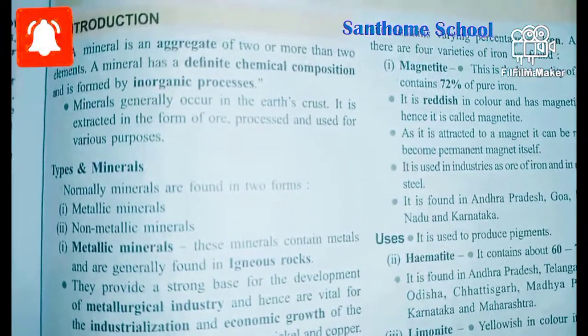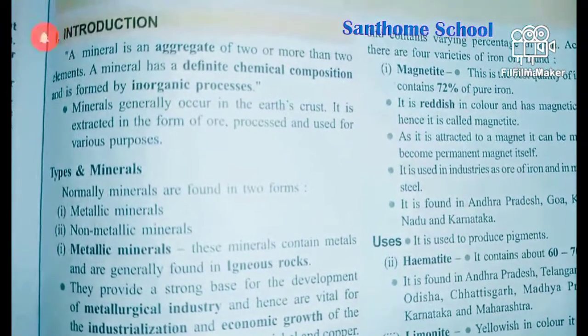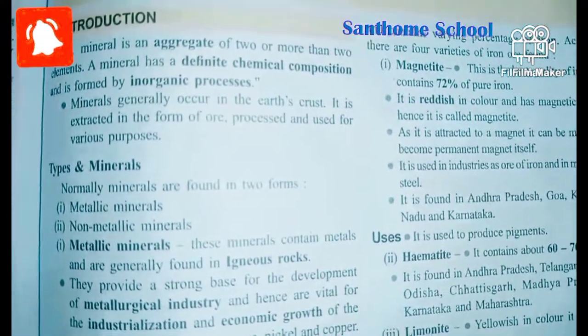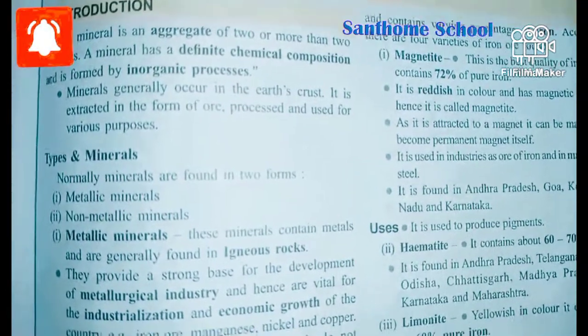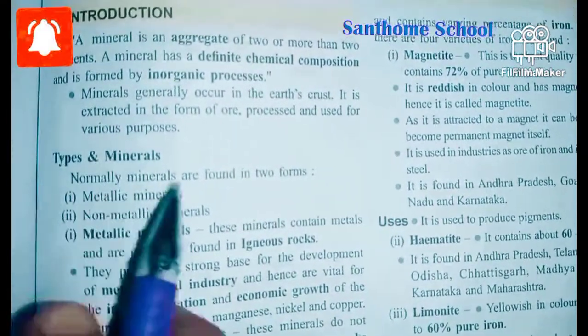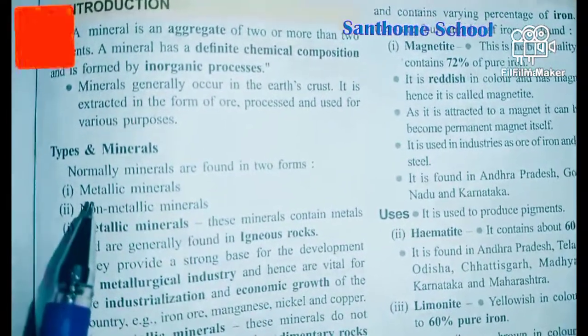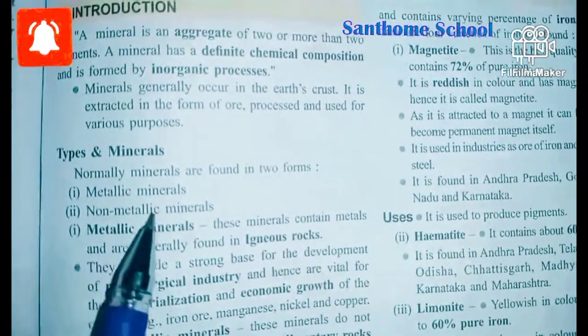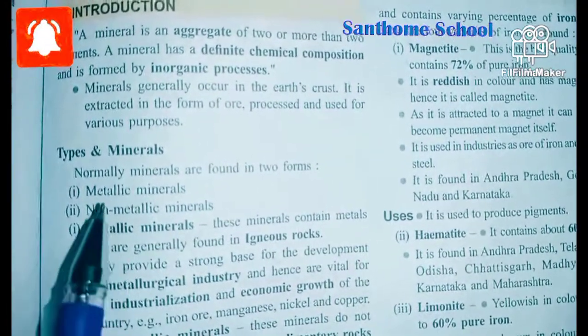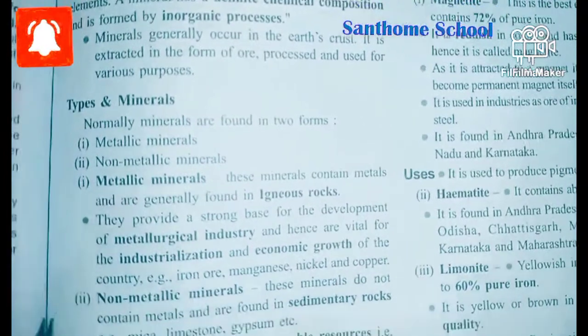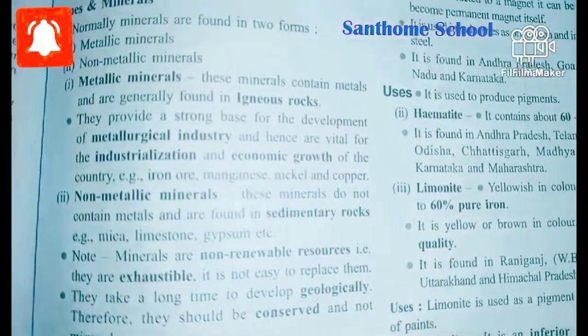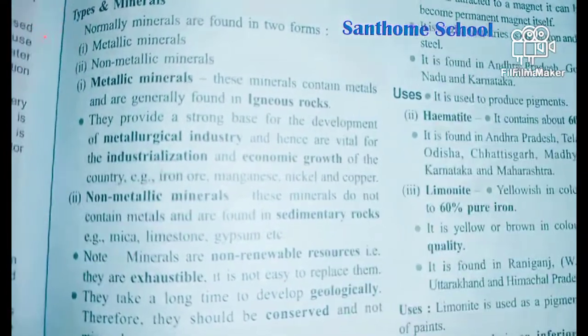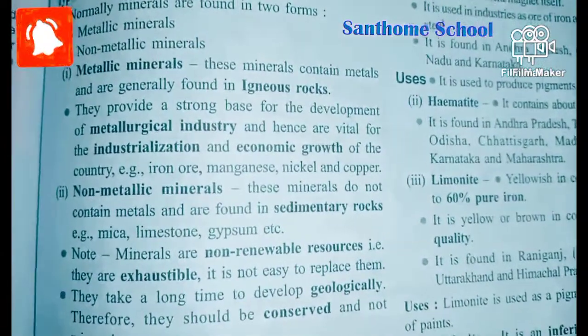Something more before going towards the minerals individually, the types of minerals. Minerals are basically found in two forms, that is metallic and non-metallic minerals. Let's take a look in short at metallic and non-metallic minerals. What are they and what do they mean?